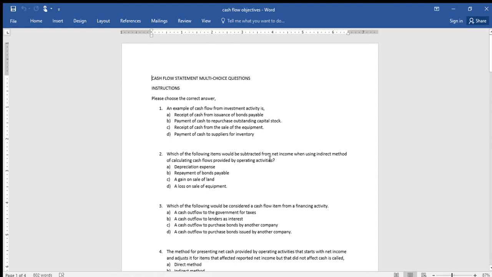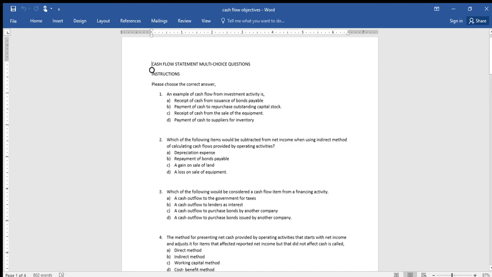Question 1, an example of cash flow from investment activity is... Investment activity mainly deals with the purchase of non-current assets and their disposal. So an example of cash flow from investment activity is A. Receipt of cash from issuance of bonds payable. No, that is a financing activity.